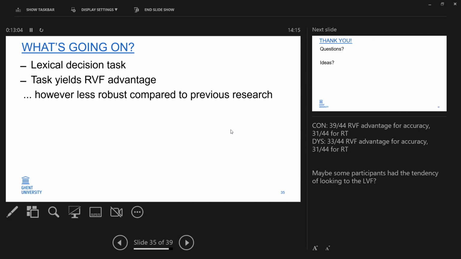So what the hell is going on? I don't really know. I've just been thinking about this. Of course, one of the most obvious differences between my study and Henderson and Bradshaw's is the fact that I used a lexical decision task instead of typing a word. It's a bit more of an executive task, and you can often see in studies that it's a little bit less clearly lateralized. However, the task does yield a right visual field advantage. So I feel like I am probing this left hemisphere function, but as I said, it also seems to be a bit less robust compared to previous research.